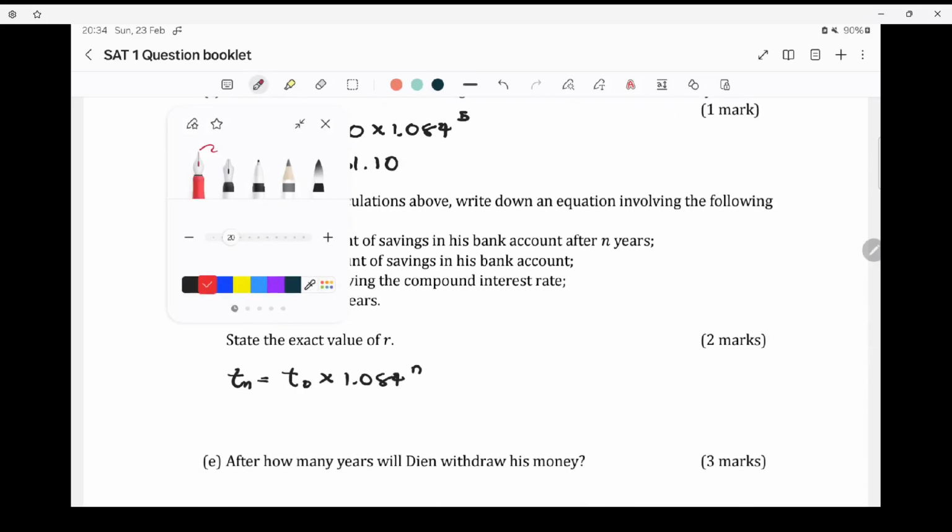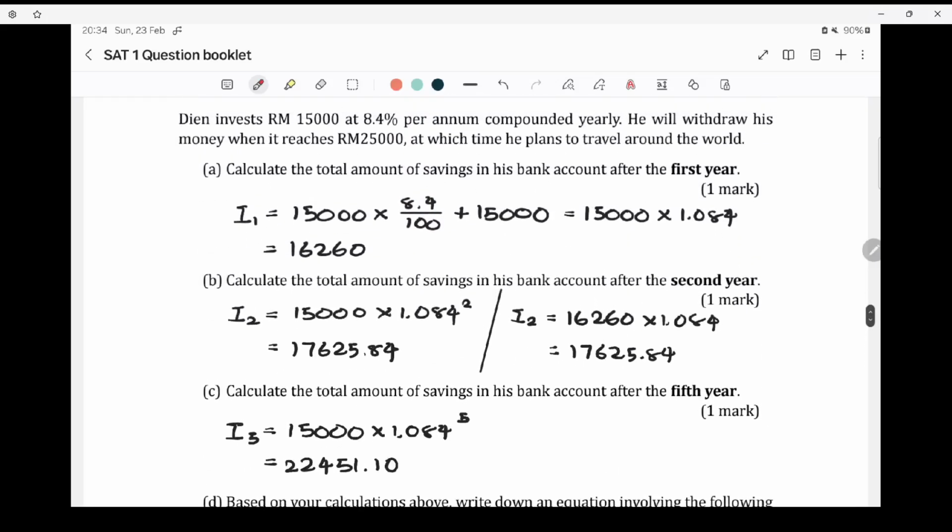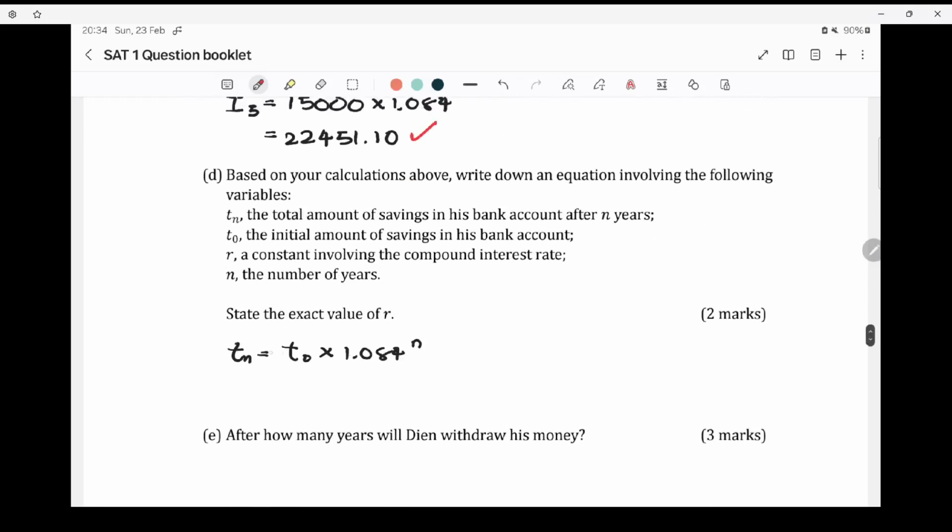So let's write down all the marks first. This is 1 mark, 1 mark, 1 mark. So the whole equation 1 mark. This particular value 1 mark.